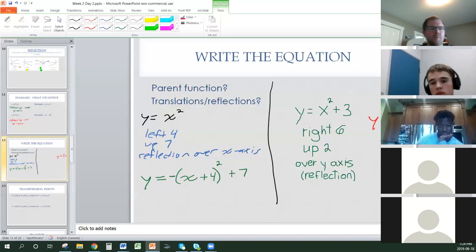Toby, can you just confirm that you can see off the side of the screen here? Okay, thanks. And then if it's moving to the right 6, it's just going to be x minus 6, like so.